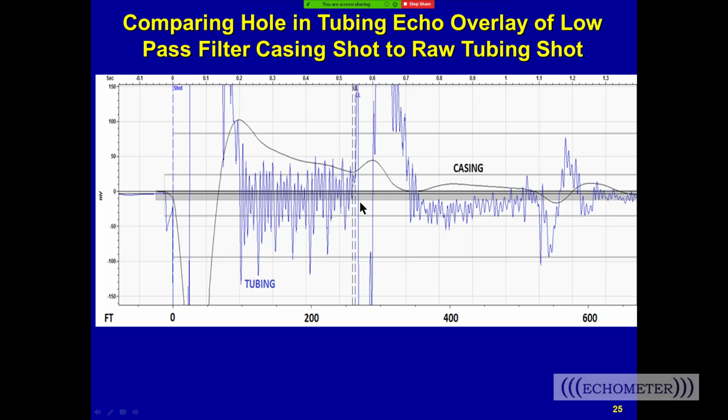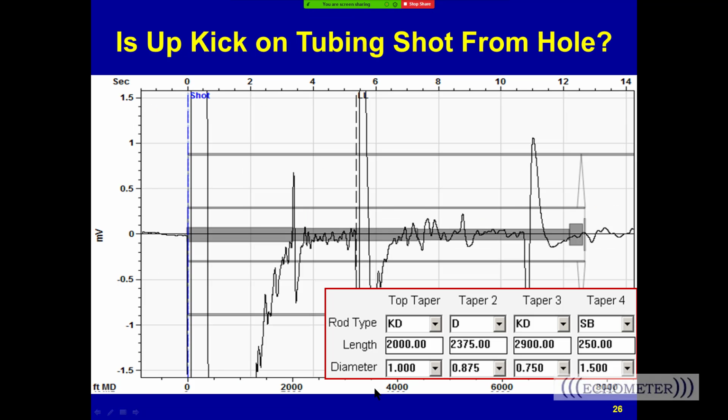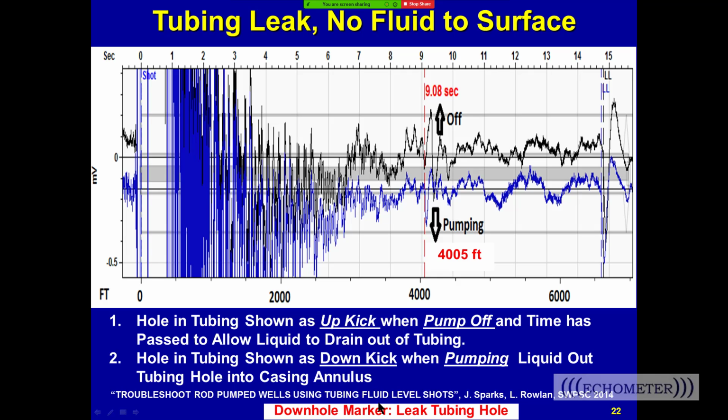But if the liquid level is above the hole, then this paper talks about that some. So you might want to download this paper and read it, Troubleshooting Rod Pumped Wells Using Tubing Fluid Level Shots, because one of the things it says is that when the well's pumping and there's no hole in the tubing, then the liquid level is going to start to typically go toward the surface. Typically, the fluid levels are within a second of the same depth when the hole is below the liquid level. So you're circulating fluid through the hole as you pump, and the liquid level in the casing and tubing usually stabilize close to the same depth.